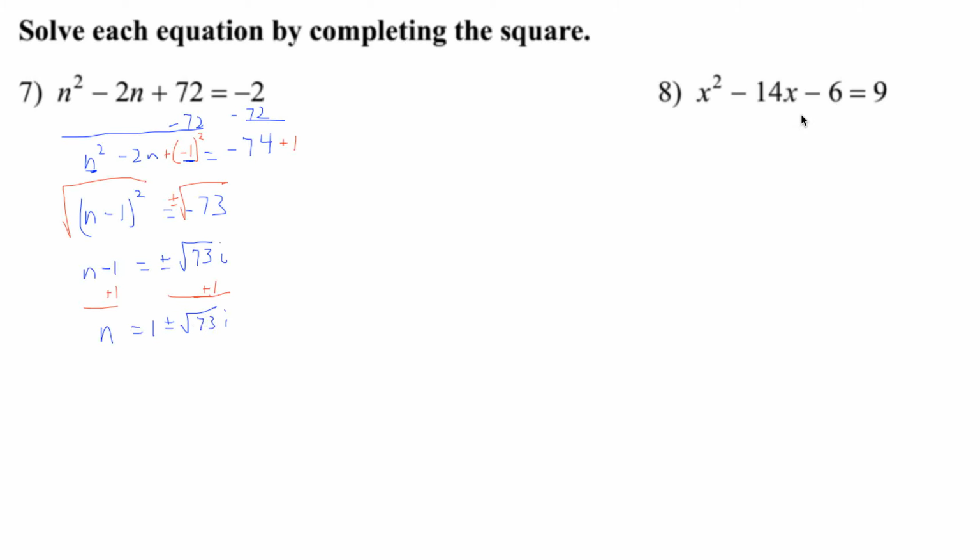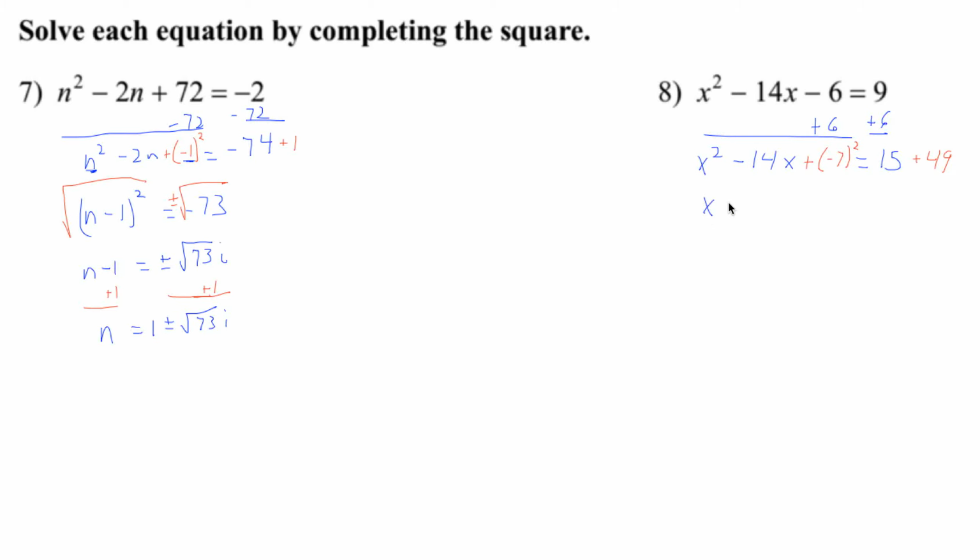Jumping right into number 8, we want the variables on one side, the constants on the other, so we'll add 6 to both sides. We have x squared minus 14x, we'll leave a gap, equals 15. We take half of this negative 14, which is negative 7, and square it. So that's negative 7 squared, which is 49. So we added 49 to the left. We need to add 49 to the right.